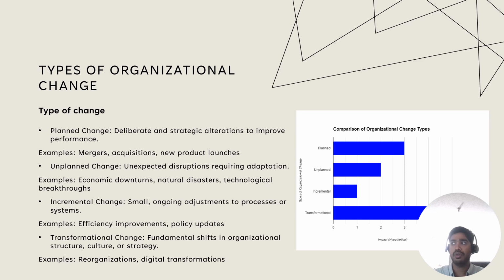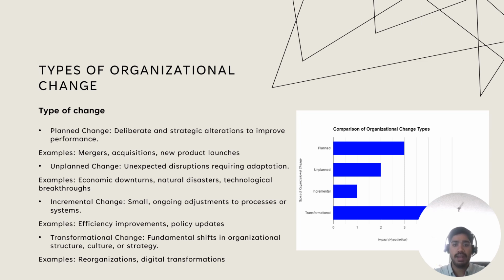So I have put forward a chart showing the different types of organizational change. A planned change is a deliberate and strategic alteration to improve performance. For example, mergers, acquisitions, and new product launches.